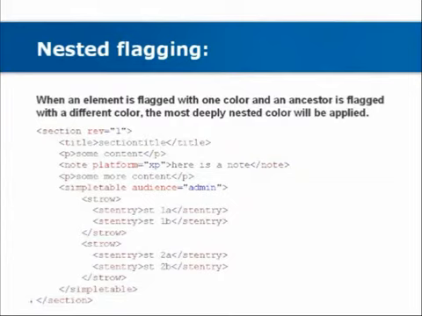When an element is flagged with one color, you can have nested flags. You can have an element flagged in one way, and then the parent and ancestor flagged a different way. So in this case, we have section rev equals 1, has one formatting style, and we have a note platform equals XP, and we have a simple table audience equals admin. So in this case, this is not considered a conflict. You will have the whole section be applied, and then each one of these will be applied their attributes on top of whatever revision is. So let's go see what that would look like.